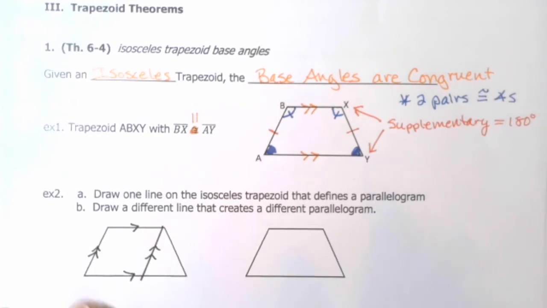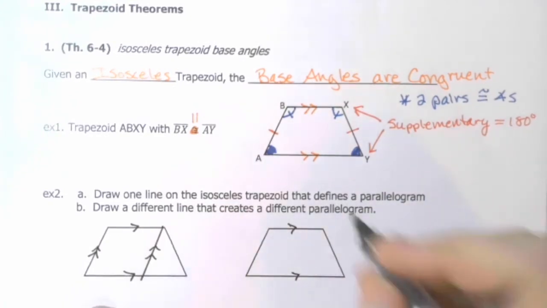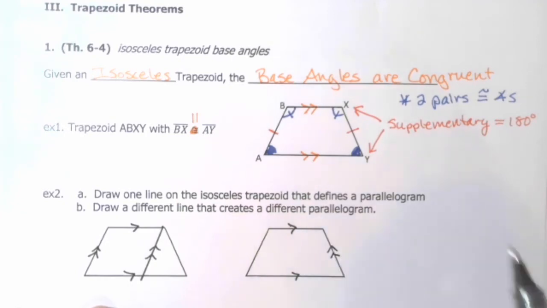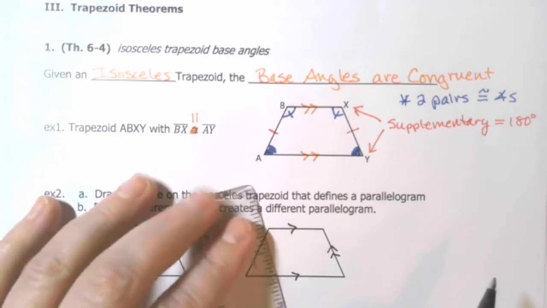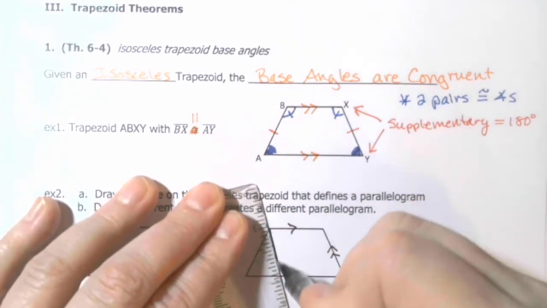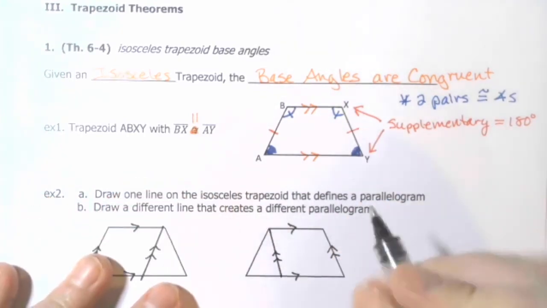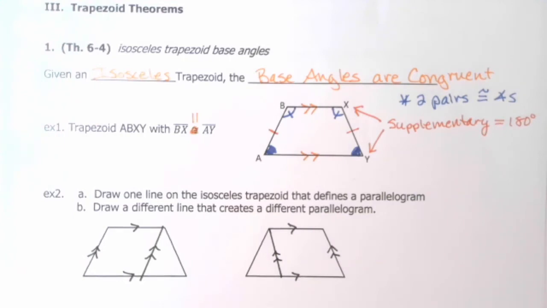I can draw a different one going the other way. So if I want it to be a parallelogram, I need a left side that's parallel to this one. So if I draw it here, I now have a parallelogram. Opposite sides are congruent. When you draw this line to make a parallelogram, something nifty happens, which is that this creates an isosceles triangle.